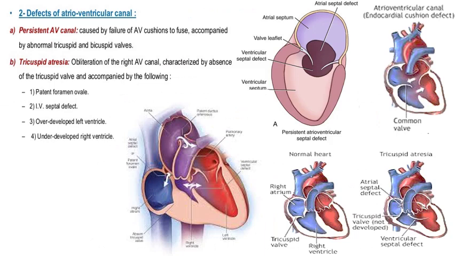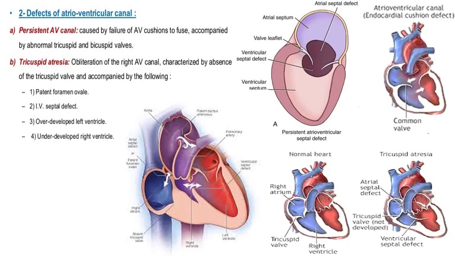Now coming to the defects of the atrioventricular canal. The first one is persistent AV canal, wherein the endocardial cushions fail to fuse to form the septum intermedium. So there is an atrial septal defect as well as a ventricular septal defect, because both have to approximate onto the septum intermedium for their closure, which doesn't happen because the septum intermedium itself has not formed.